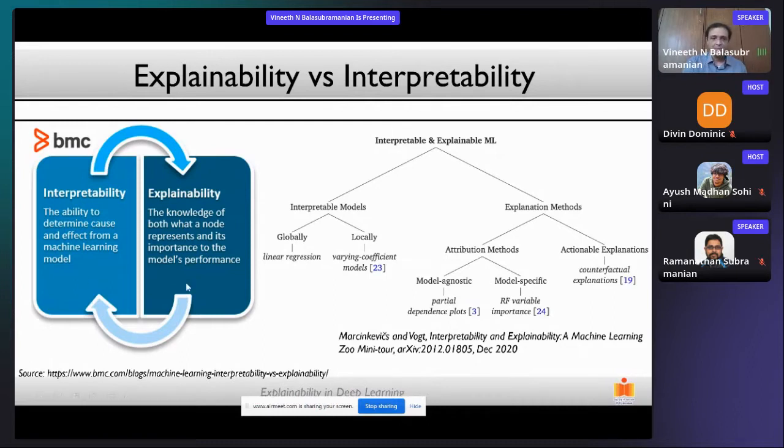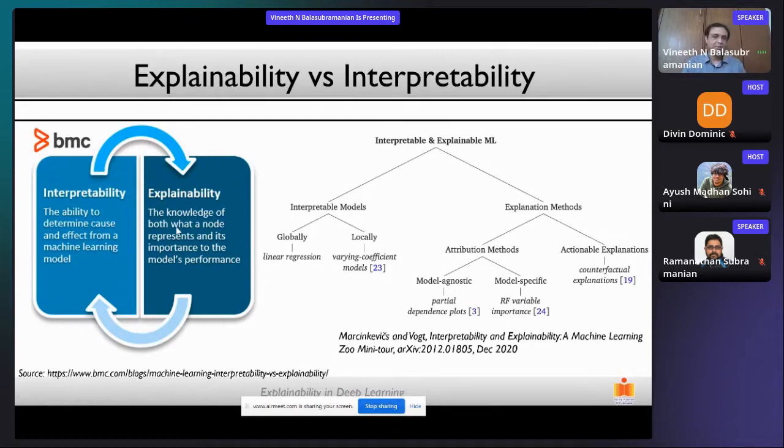By interpretability and explainability, there are some subtle differences. By interpretability, we often refer to the ability to determine cause and effect from a machine learning model. So for example, we want to know which input feature resulted in a certain outcome, right? So this is what we typically refer to as interpretability, the cause and effect aspect of a particular model. Whereas explainability is more about what a node represents in case of a neural network and its importance to the model's performance. So in some sense, explainability is more related to transparency.